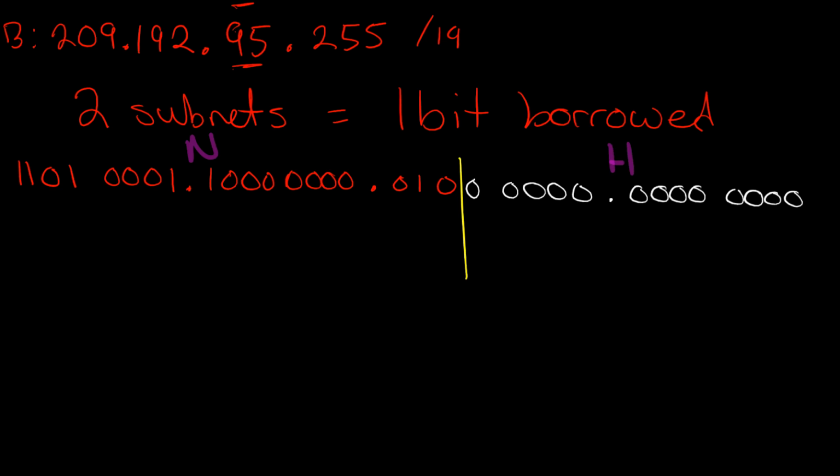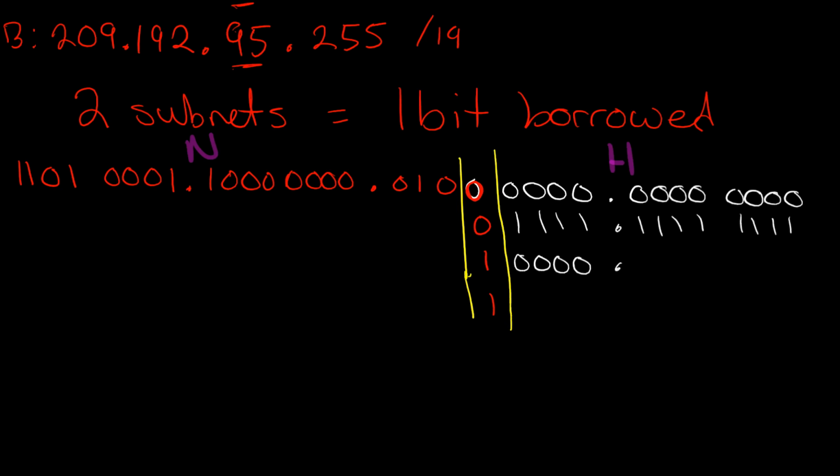So I know I'm going to need to borrow a host bit and turn it into a network bit, and I'm only going to need two possible states. I'm going to need to turn this bit into a network bit. So I'm going to need a 0 and a 0 for the network and the broadcast of subnet A. I'm going to need a 1 and a 1 for the network and the broadcast of subnet B. So now the host bits for the broadcast are all ones. And for the network address for subnet B, the host bits are all zeros, and the network bits are again all ones.